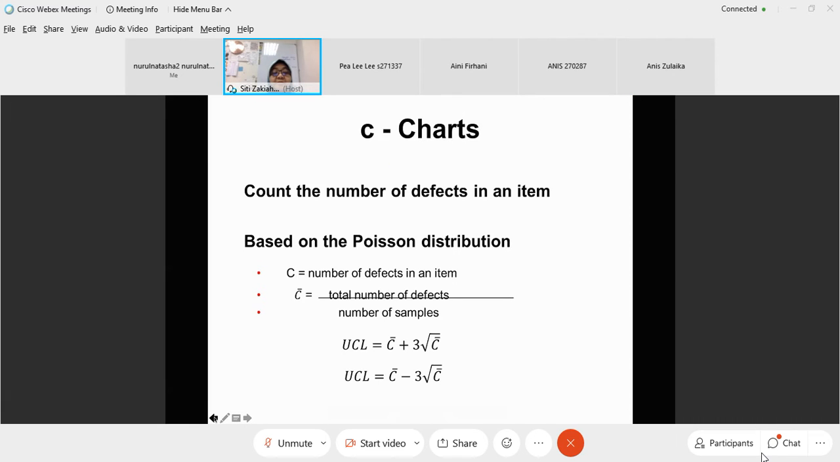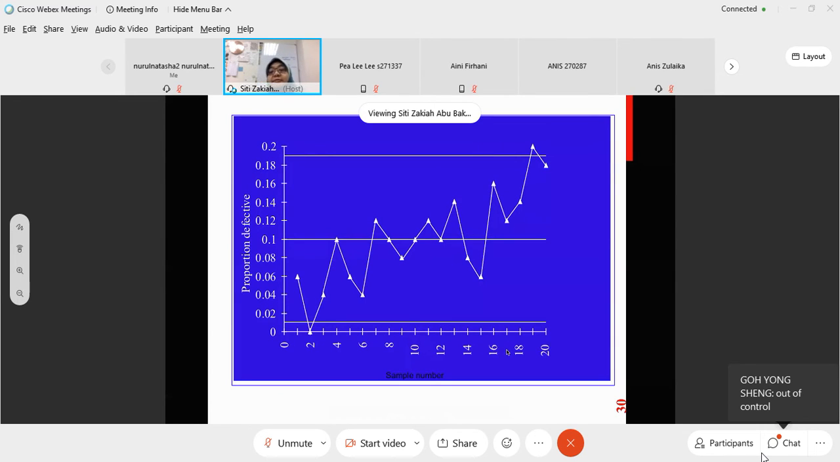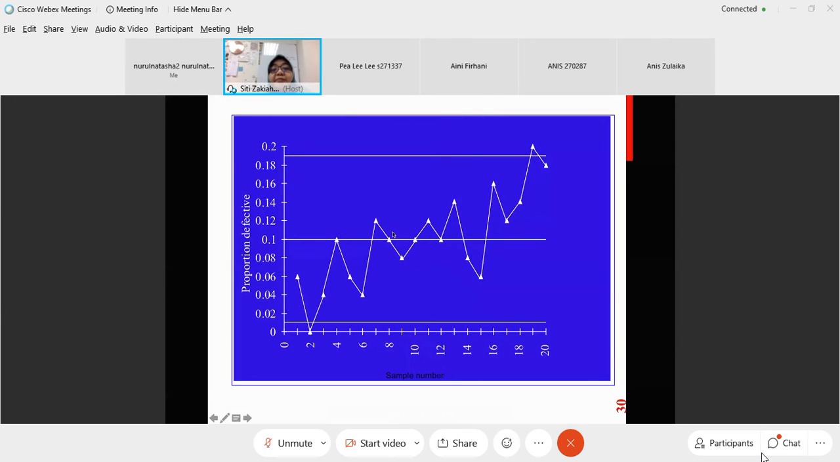Let's see. Is the process in control or out of control? Out of control, right? Good. Because you see, one, the point is here. The ones from below, it's not random, not consistent. And the number of points above or below the average is maybe not equal. It should be more or less the same. Right? Okay. That is the P chart, how you construct the proportion defective.